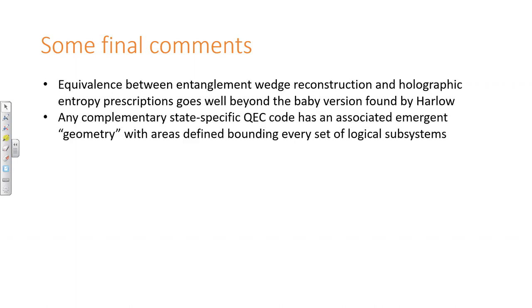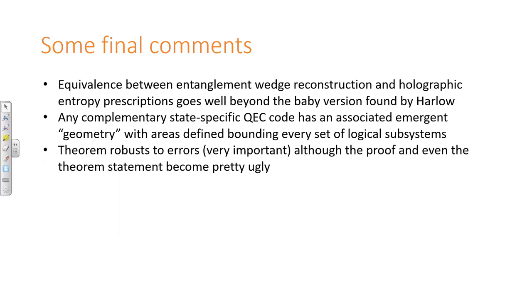So any code with these particular quantum complementary state-specific quantum error correction properties, which I took five slides to even define, and probably half of you have forgotten the definition now, is actually a very general thing. You can think of ordinary quantum error correction or any of the other definitions I gave as special cases of these very general codes. It has an associated emergent geometry where for any set of logical subsystems, you have an area bounding that set, and those areas determine this quantum minimal surface description.